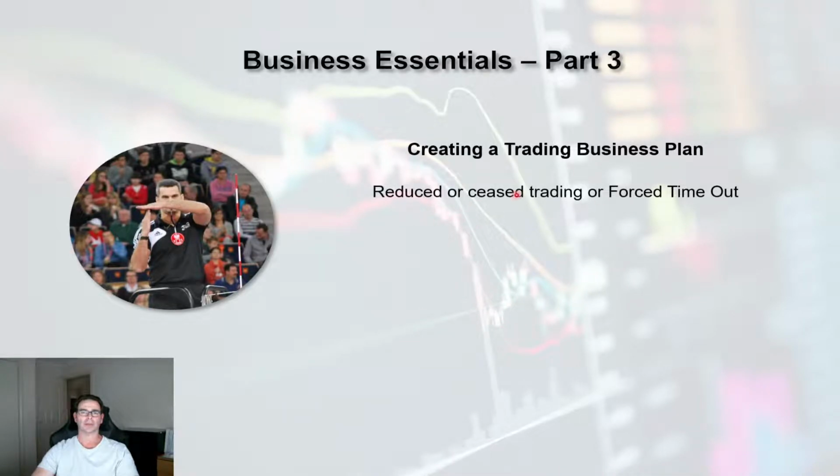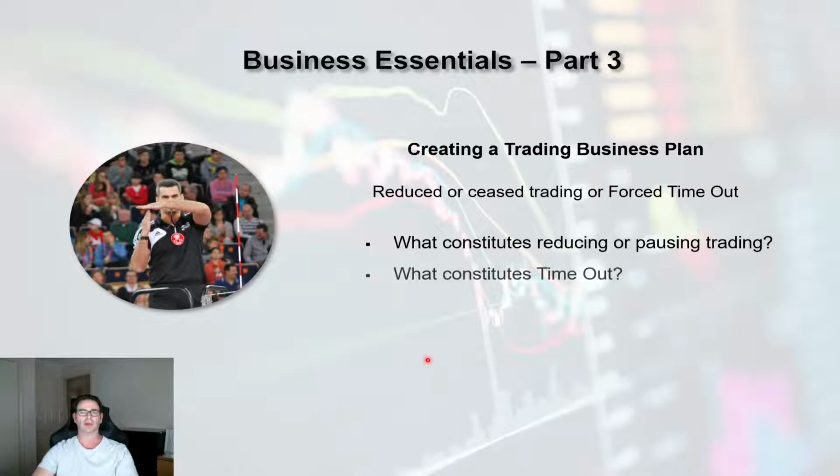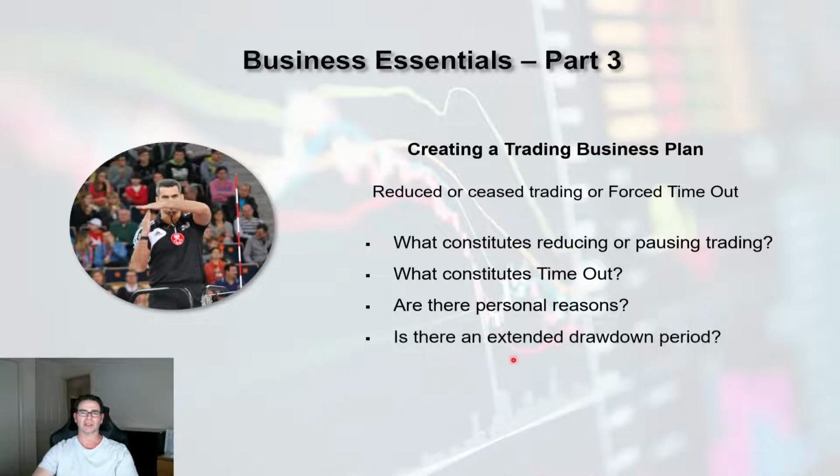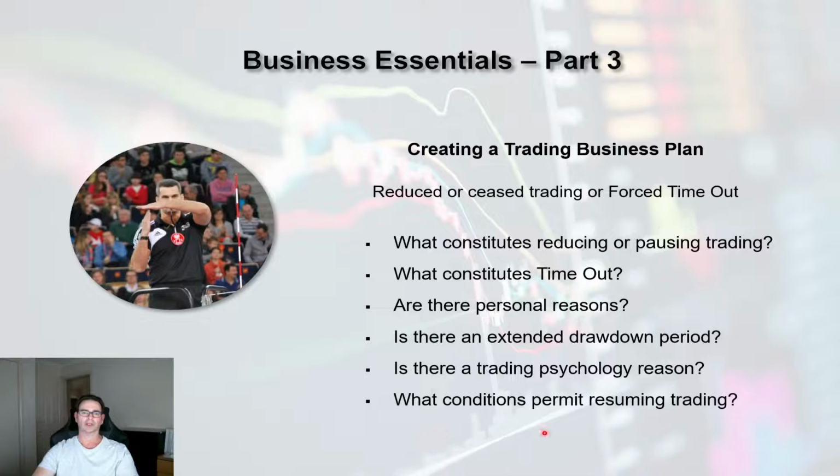So what do we do with our trading business plan when we have reduced or ceased trading or a forced timeout? For starters, we need to identify what constitutes reducing or pausing your trading. What constitutes a timeout? Are there personal reasons? Is there an extended drawdown period? Is there a trading psychology reason or a personal psychology reason? What conditions permit resuming trading?